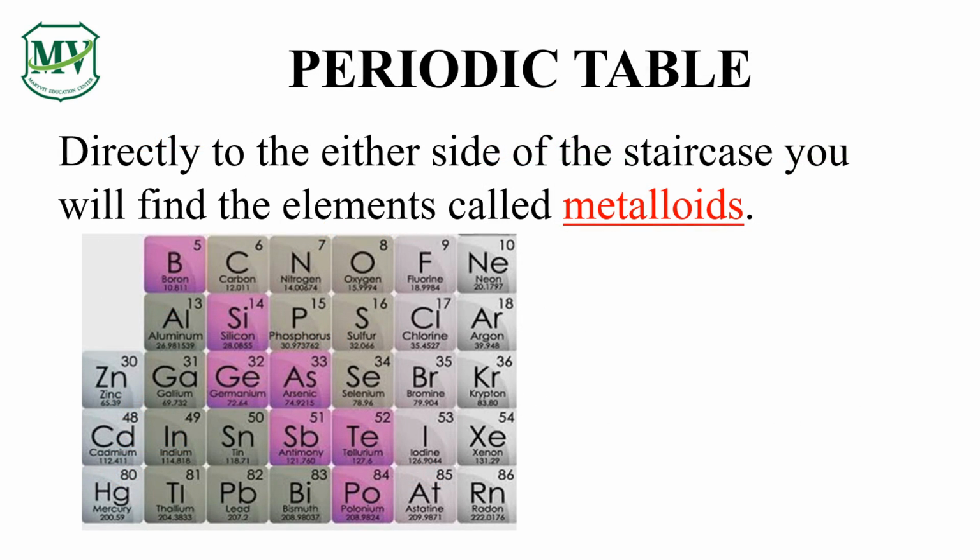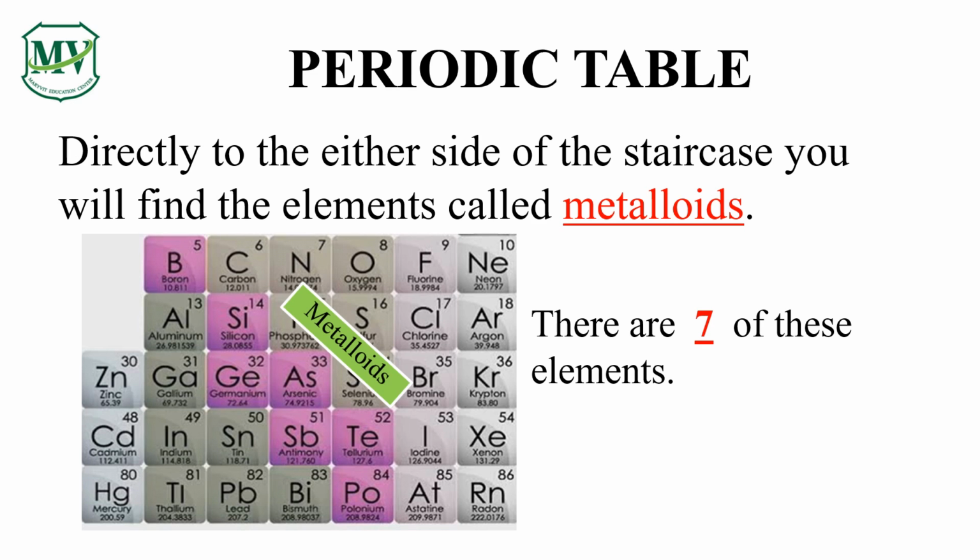Let's proceed. Can you find the metalloids in your periodic table? Fantastic! Directly on either side of the staircase, you will find the elements called metalloids, also known as semimetals. Now shade the metalloids in your periodic table with the color purple and label them. Can you follow? There are 7 of these elements.